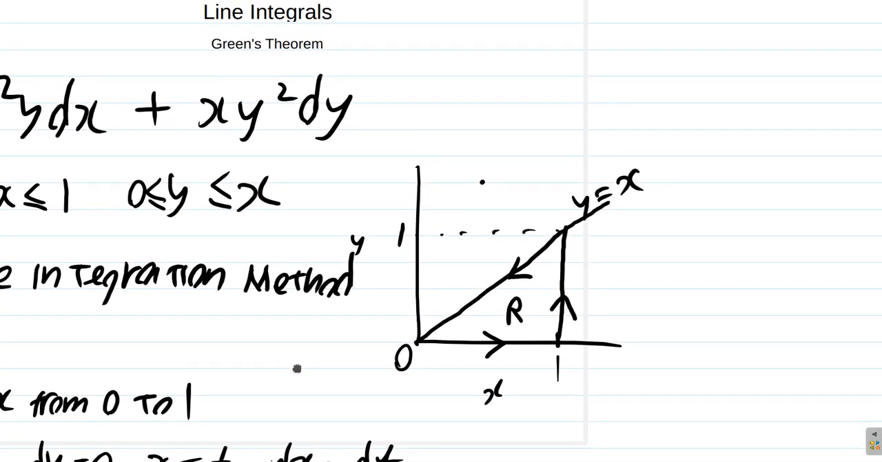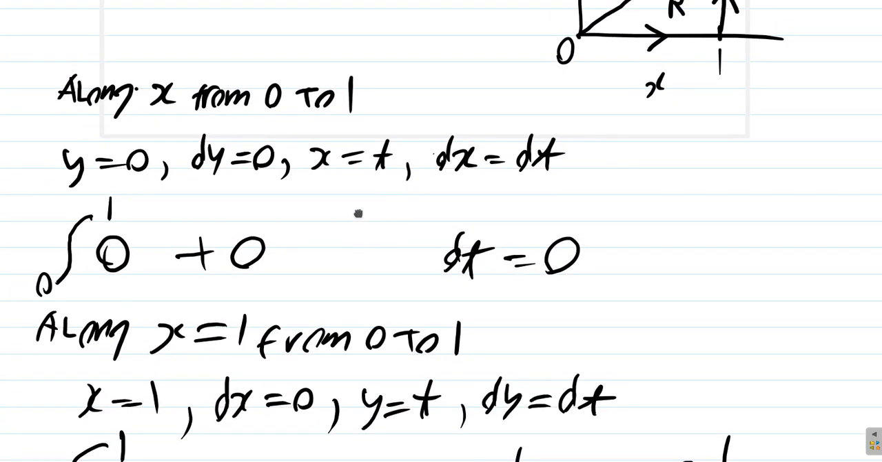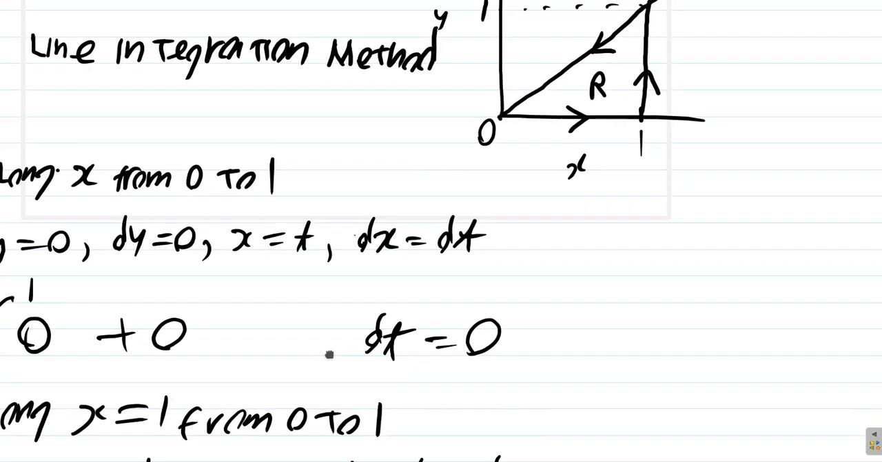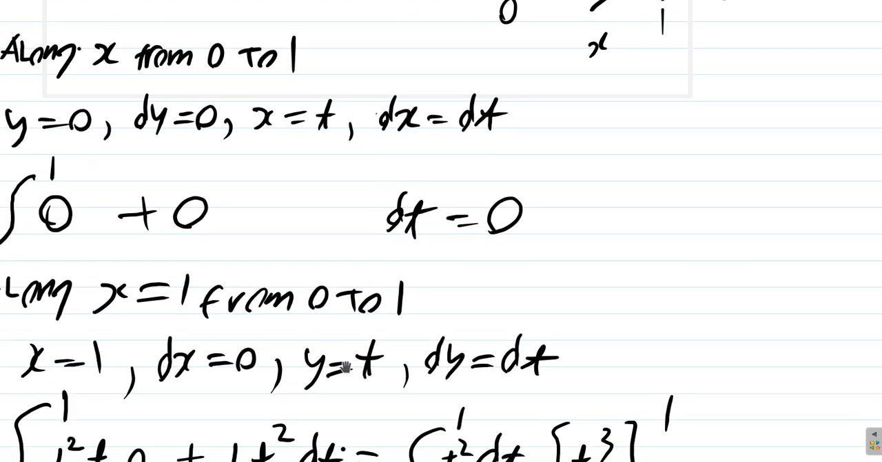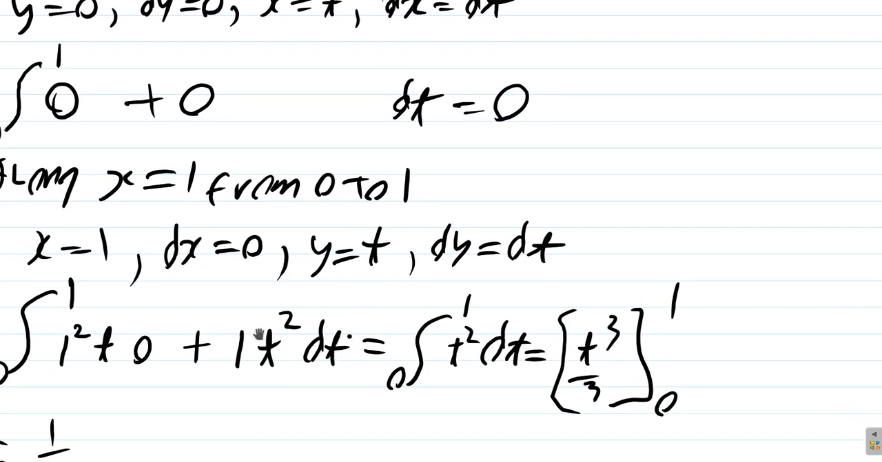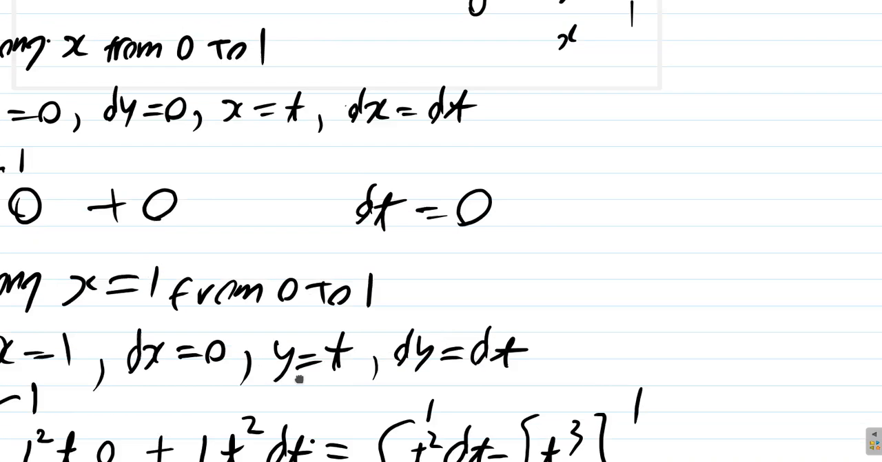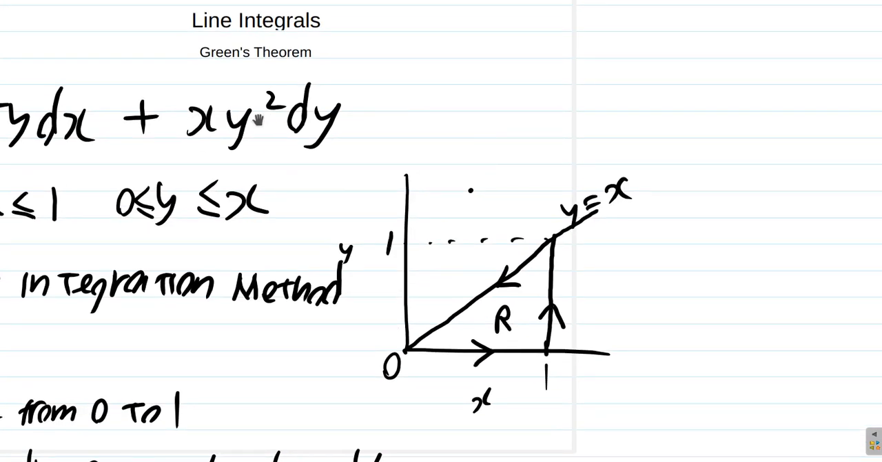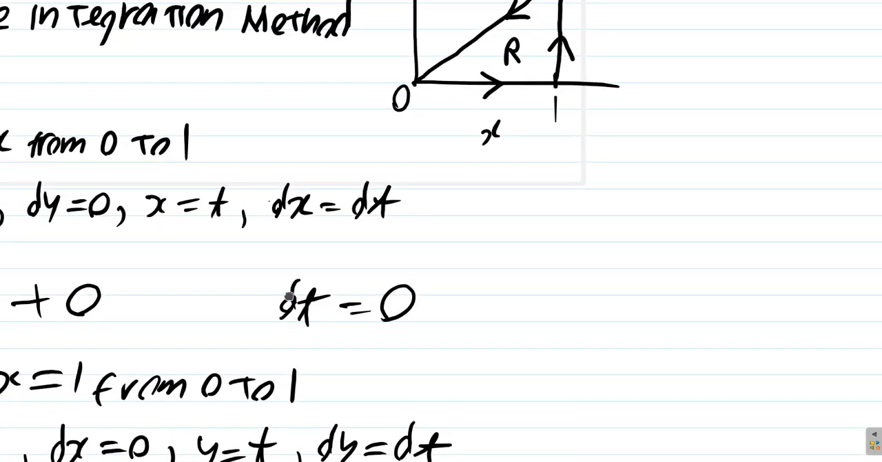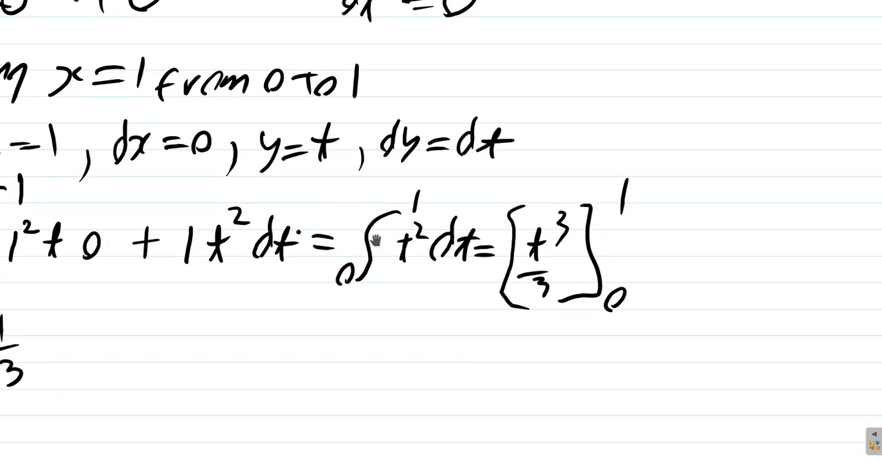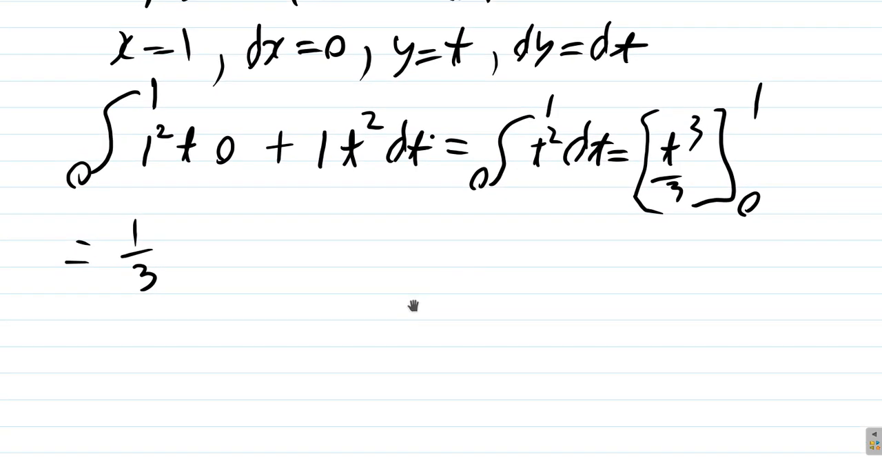Y is equal to t, so x is t, y squared, oh, I made a mistake here now, x, oh yeah, x is 1, t squared. Just double checking, making sure. X is 1, y is t, so it's t squared. dy is equal to dt. Alright. So integral from 0 to 1 of t squared dt. Then we have t cubed over 3 from 0 to 1. Nice. It's 1 over 3.